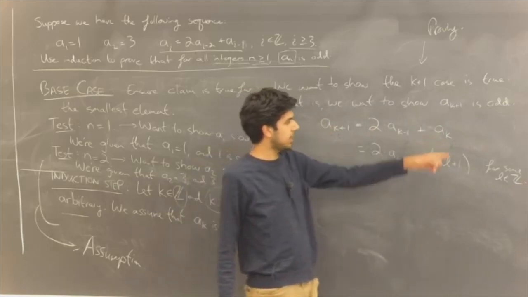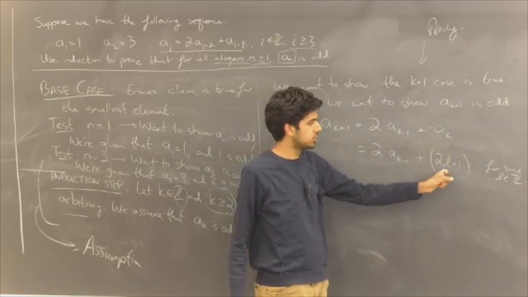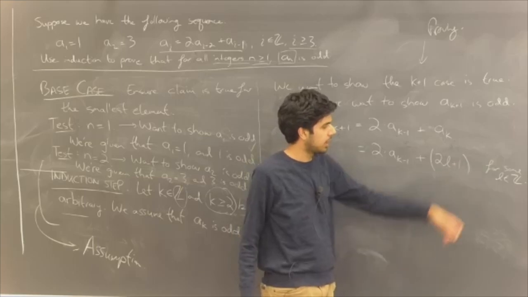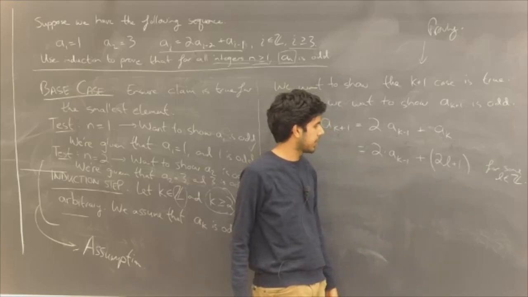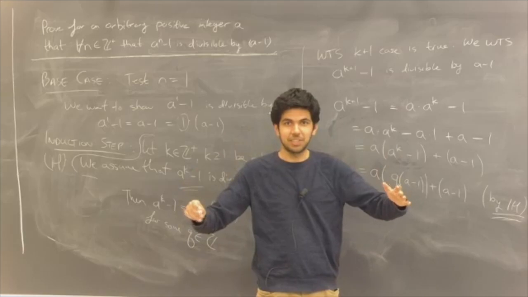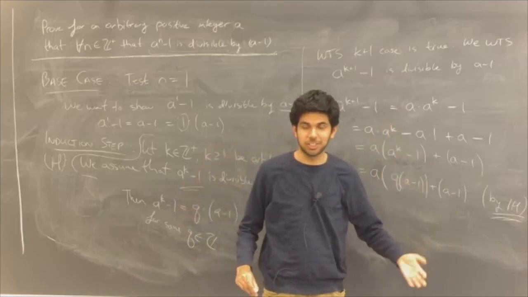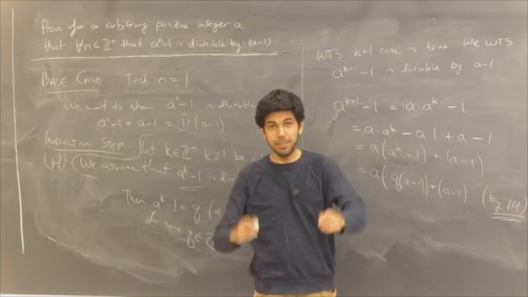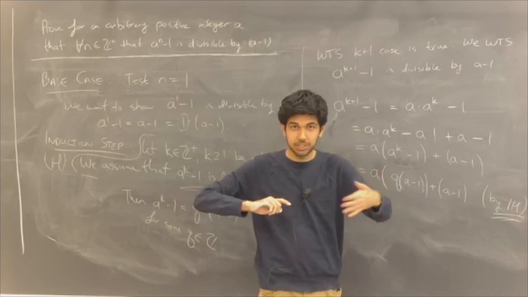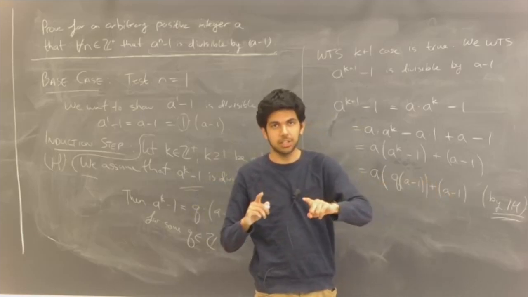If a sub k is odd, then I can represent it as 2l plus 1 for some integer l. A brief disclaimer: I forgot to cite the IH in this question. It is completely my fault. Make sure you do it. But as you get on to question 2 in this video, you'll see that I talk a lot about it.